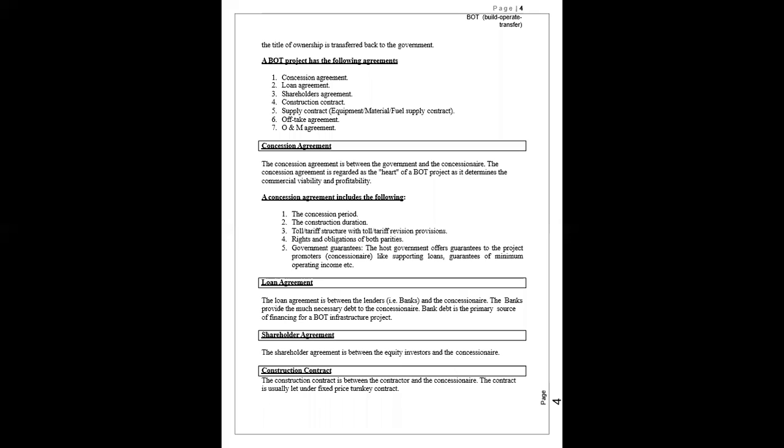Suppose one toll road, a 150-kilometer road work, is there. It is mentioned that construction of the road should be completed within 1 year, and for toll collection you can use it for the next 50 years. So like this, the concession period and construction period are different. Then toll or traffic structure with toll and traffic revision provisions.